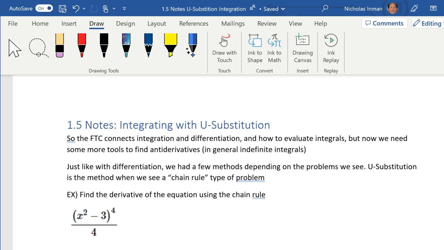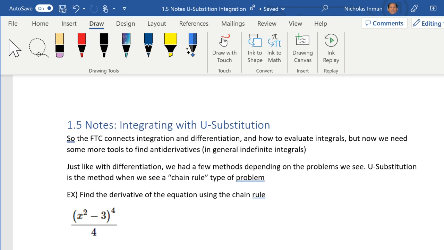1.3 was the fundamental theorem of calculus, that big picture idea of connecting integration and differentiation. And then, very importantly, how to evaluate integrals. But we're only actually able to find antiderivatives of some of the really easy problems, like using the power rule and things like that. Since we only really have that at our disposal to find antiderivatives, we need some more tools. And a u-substitution is definitely one of the most common tools we need.